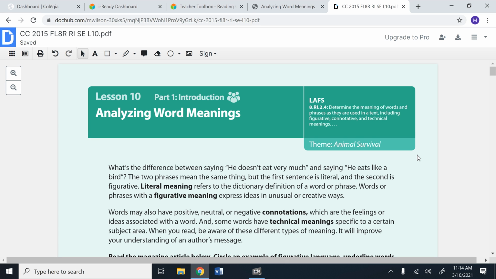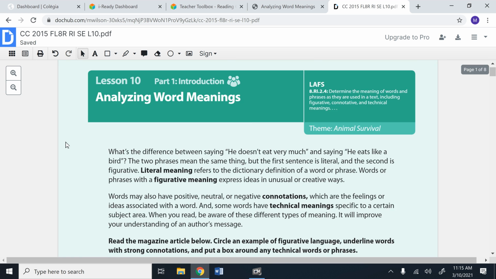Finally, remember that technical words are commonly seen in texts that cover specific subjects or topics. Understanding technical words is essential when reading texts, for example, in science texts, or other works that use specialized vocabulary. Analyzing the meaning of words in a text will help you better understand and comprehend, as well as think critically about what you read. So let's look at the work.